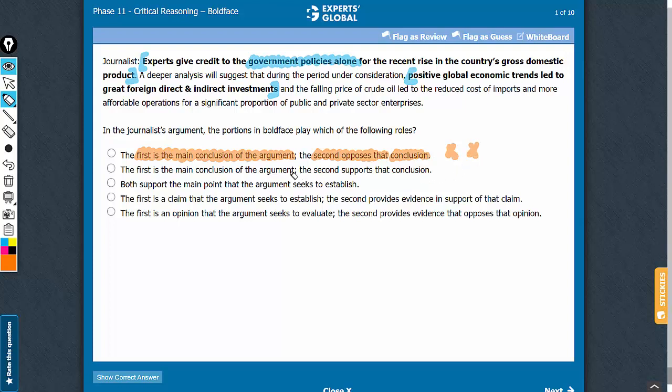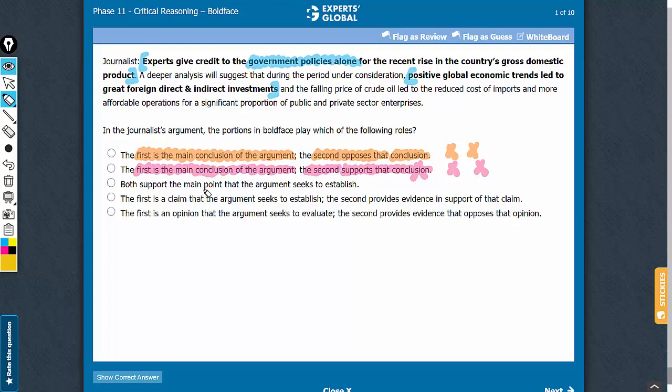Look at answer choice B now. Once again, no, the first is not the main conclusion of the argument. The main conclusion refutes the first boldface. So this answer choice cannot be correct. And see, the second supports the main conclusion of the argument, but the problem is that the first boldface is not this conclusion here. So a lot wrong with answer choice B as well.